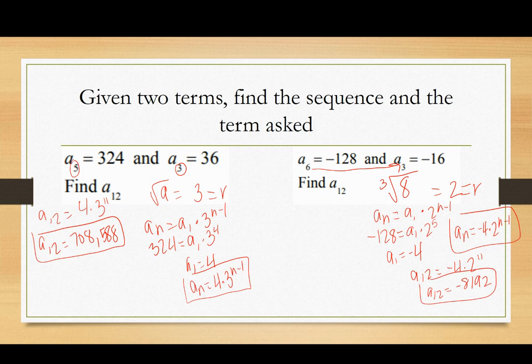8,192. So what is important here is to see from 5 to 3, we're going to square root it. 6 to 3, we're going to cube root. So the amount of difference is what you use. So there's that imaginary 2 here. Square root it, cube root it.